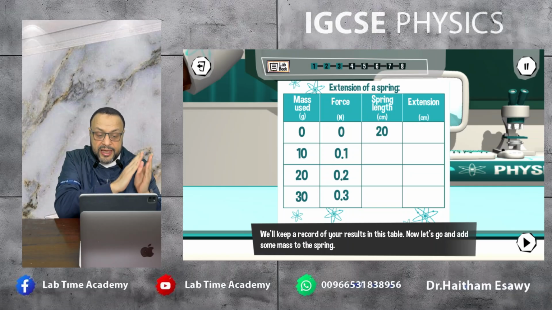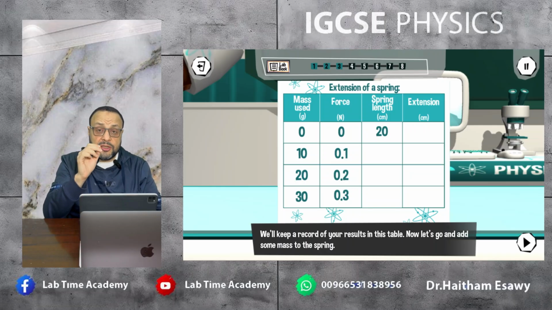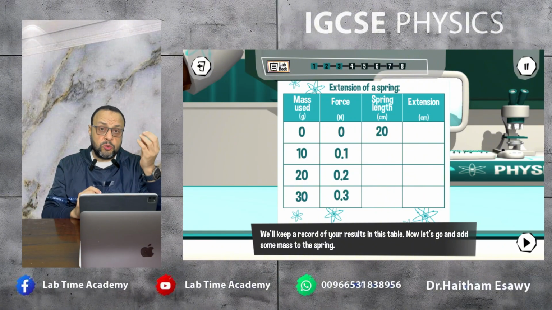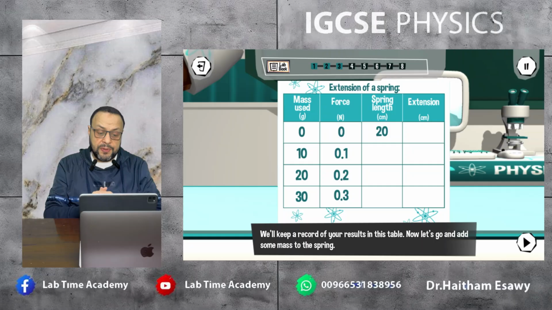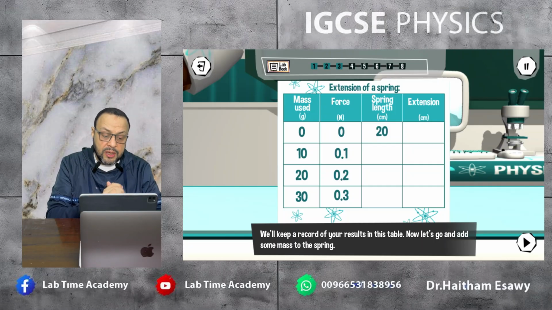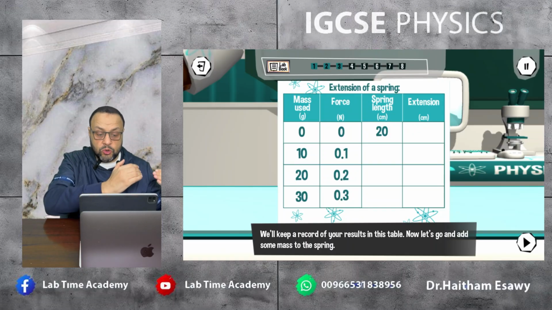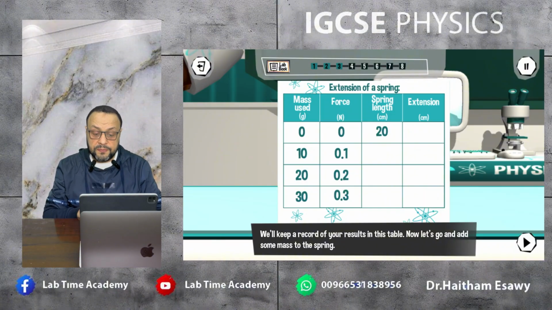And I'll change the mass into force. How can we do that? We said before, W equals M times G. So you have to multiply the mass times 9.8, which is the gravity. But take care, you have to convert from gram to kilogram, then multiply by 9.8. For example, here we have mass equal to 10 gram. I have to divide it by 1000 to change it from gram to kilogram, then multiply by 9.8 to obtain the force in Newton. And then I'll start to calculate the extension as you will see with me.